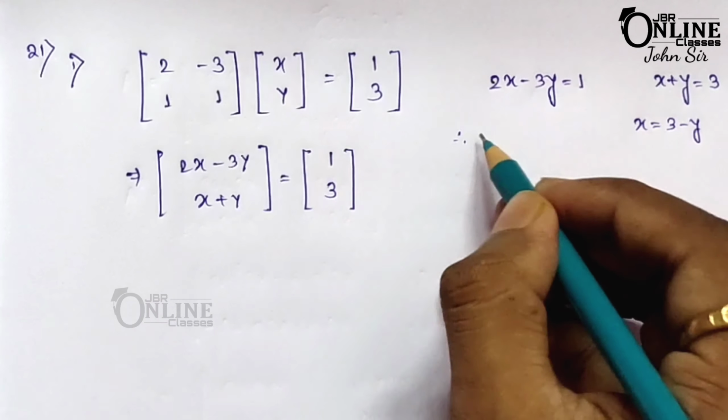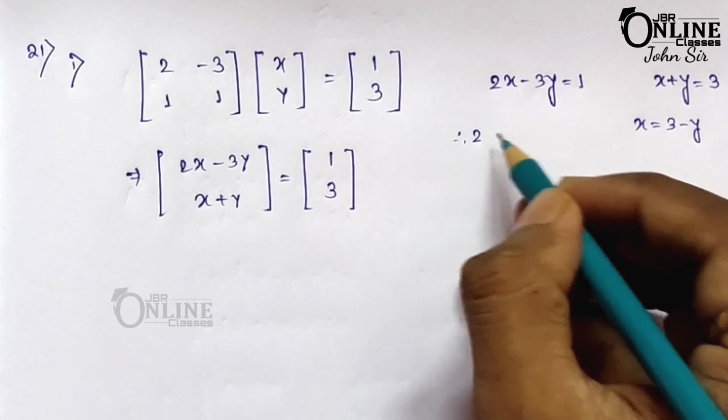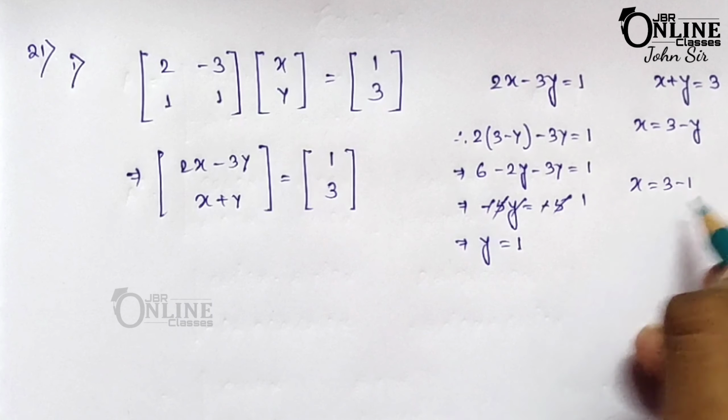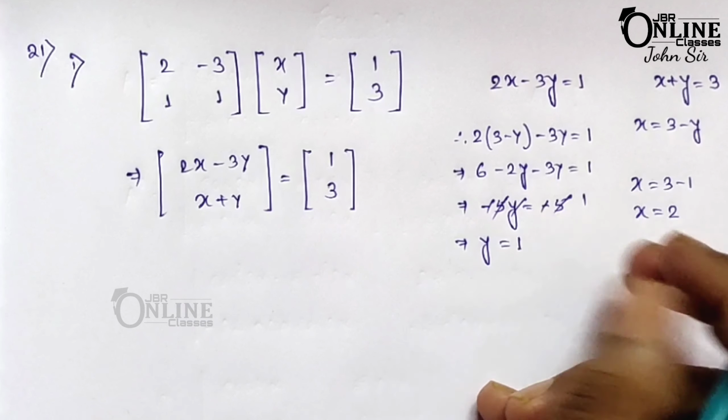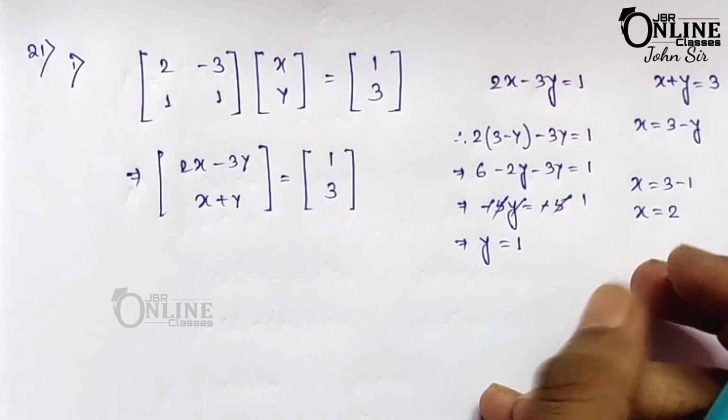So as x plus y equals 3, then x equals 3 minus y. Let's put down the value here. So 2 into 3 minus y, minus 3y, equals 1. So it will be 6 minus 2y minus 3y equals 1. So here minus 5y equals minus 5. Then y equals 1. Okay. So as y equals 1, then x equals 3 minus 1, that equals 2. So x equals 2 and y equals 1 is your answer.